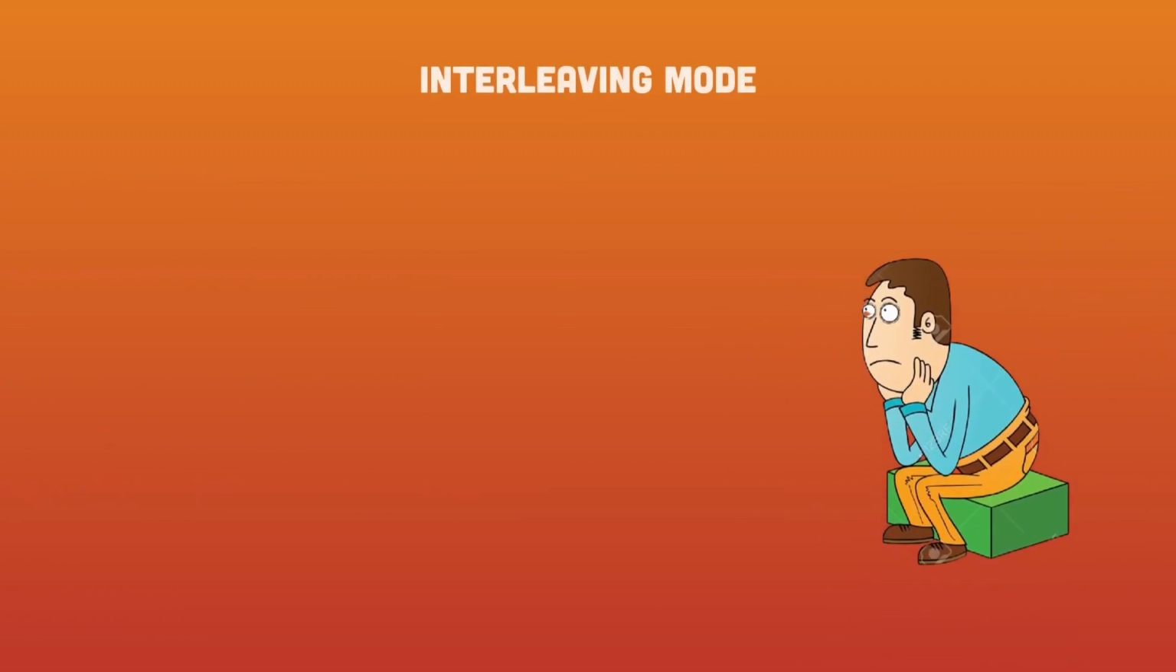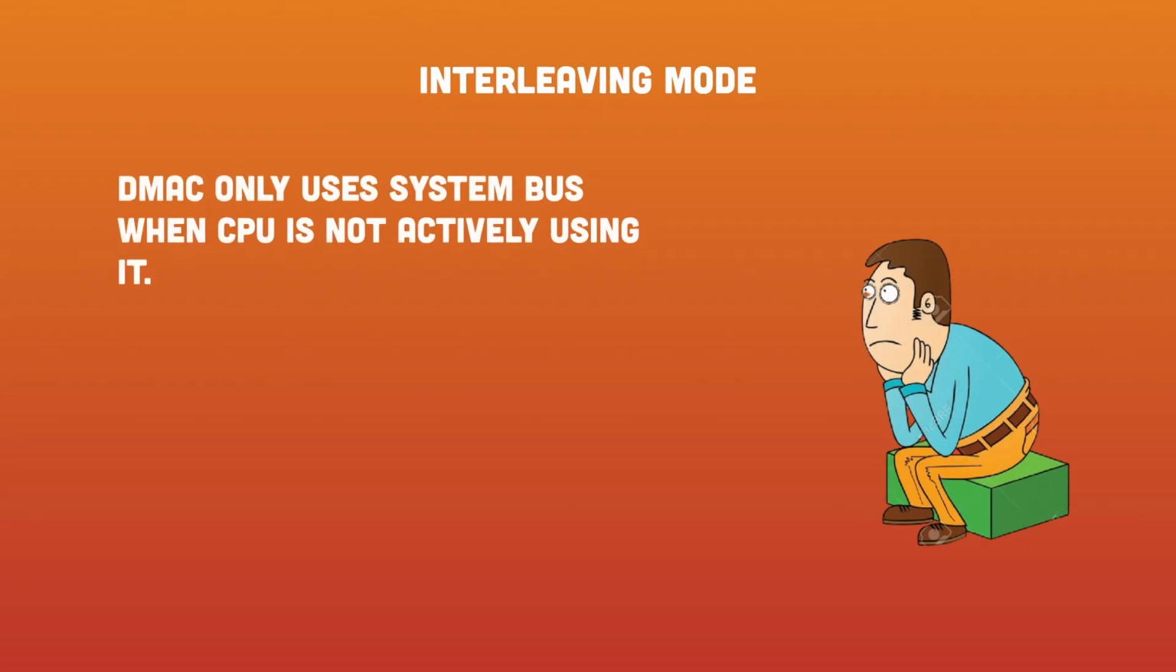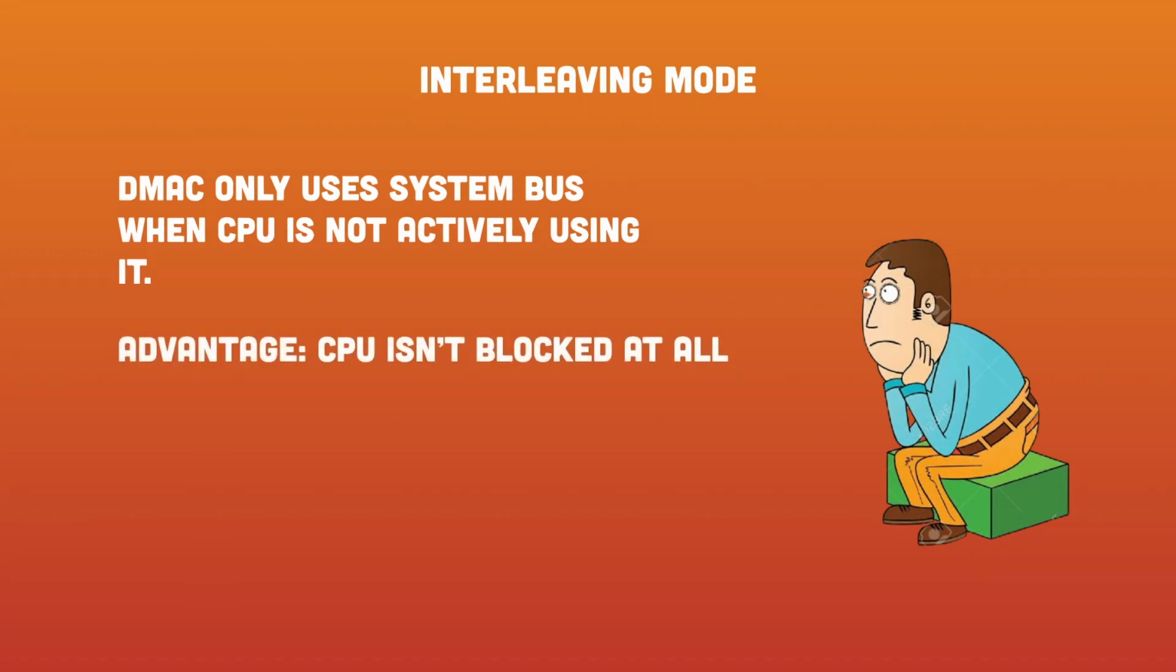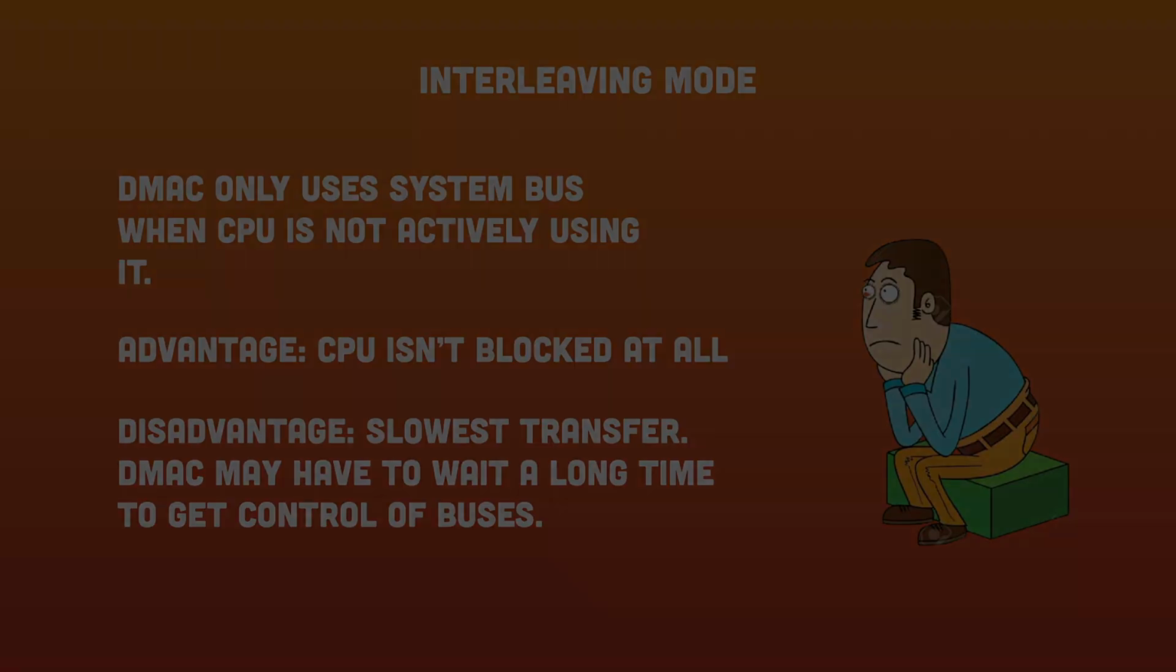The third type is interleaving mode. When the CPU does not require the system buses, only then is control given to the DMAC in this mode. The CPU will not be blocked due to DMA at all. This is the slowest mode of DMA transfer, since the DMAC has to wait for so long just to get access of the system buses from the CPU itself.